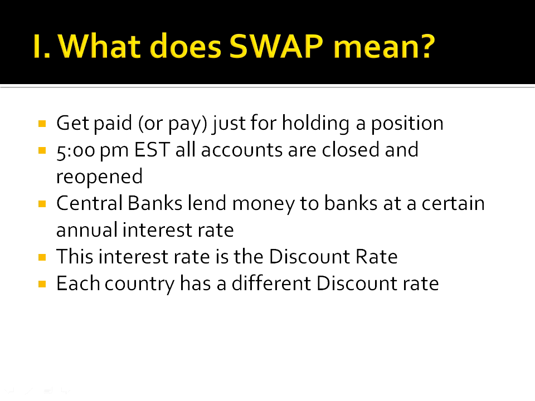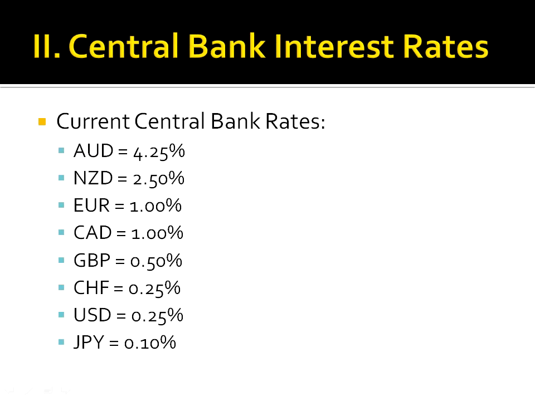Now what happens is at 5 p.m. Eastern, all accounts are closed and instantaneously reopened. This is the swap transaction. Now central banks lend money to their banks at a certain interest rate. This is critical to the swap. The interest rate is known as the discount rate. Now, each country has a different discount rate. And this is important because as Forex traders, we are trading different countries' currencies.